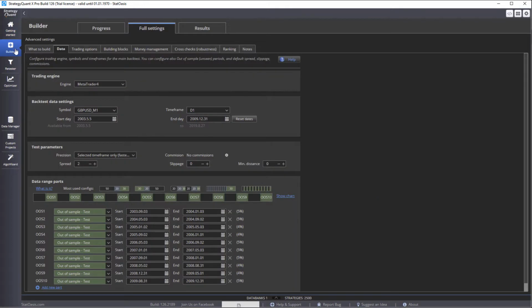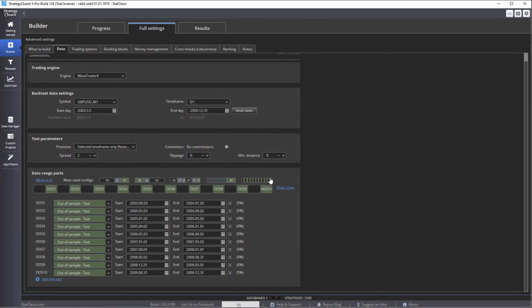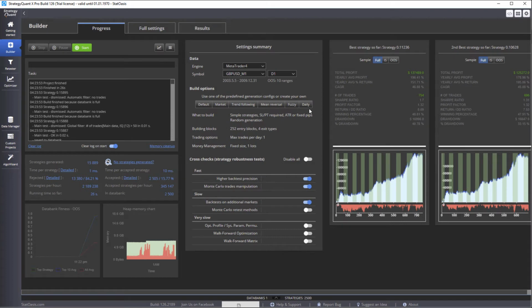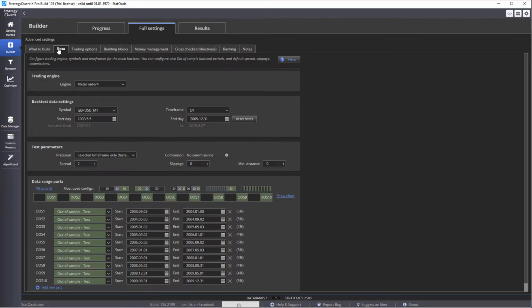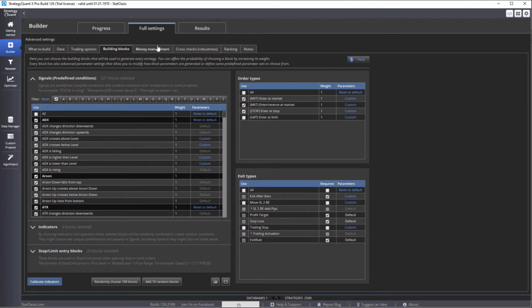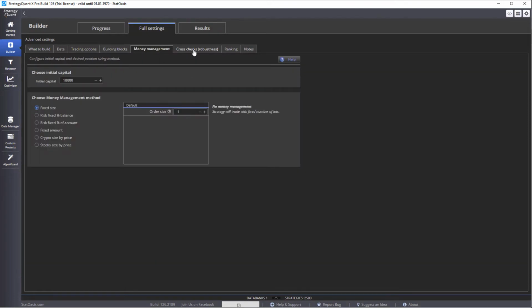So what I did is, in the builder, I built a strategy on the pound US dollar daily time frame from 2003 to 2009, and I used the default template for in sample and out of sample. I picked a daily template and left everything as is. So I only played with the data. Same trading option, one trade per day, same building blocks, everything. Money management is one lot per trade.